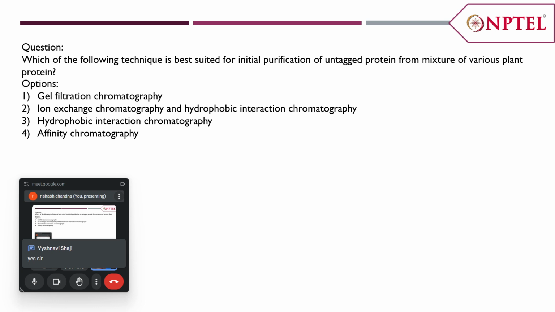Which of the following techniques is best suited for initial purification of untagged protein from a mixture of various plant proteins? Is it gel filtration chromatography, ion exchange and hydrophobic interaction both, only hydrophobic interaction chromatography, or affinity chromatography? So what can be the correct answer?